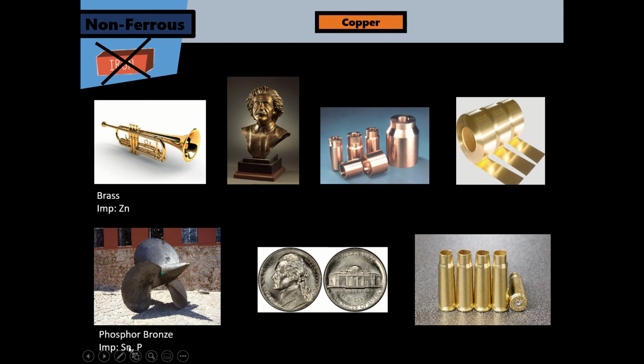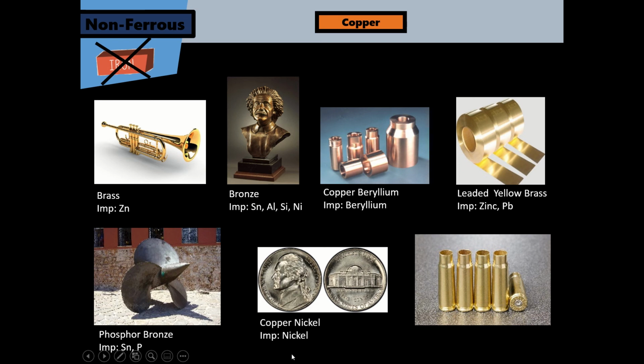When we add tin and phosphorus to copper, we have phosphor bronze, as you can see here. When we add tin, aluminum, silicon, and nickel to copper, we have bronze also, but a shinier and sturdier one. When we add beryllium to copper, we have parts like this. I'm not quite sure what these are. When we add zinc and lead to copper, we have yellow brass. And when we have nickel added to copper, we have nickel silver. And when we have zinc at 30% weight, we have cartridge brass, used for bullet casings.